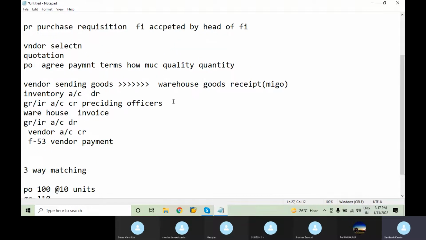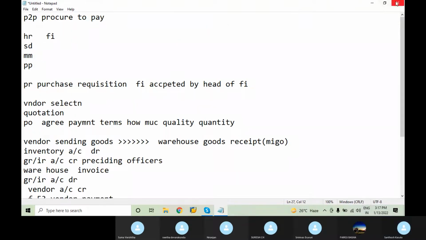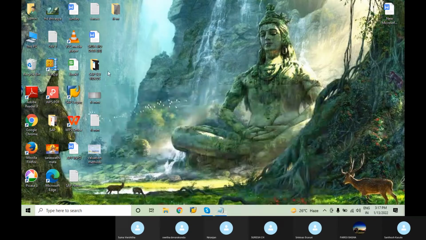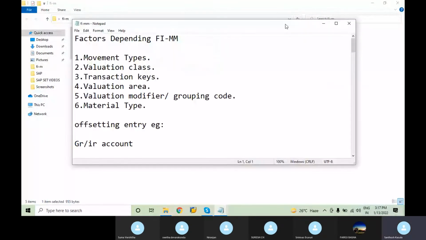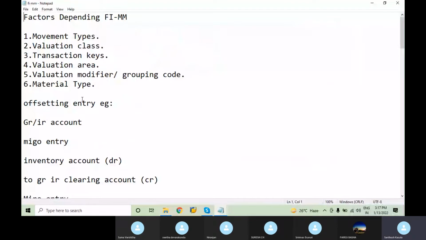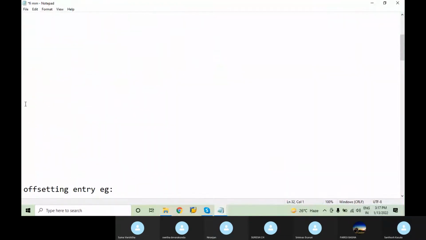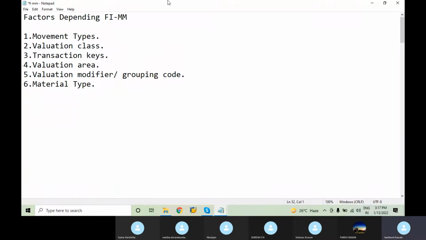While coming to the FI to MM integration, there are a few factors that FI to MM integration depends on: movement types, valuation class, transaction keys, valuation area, valuation modifier, which is also known as grouping code, and the material types.